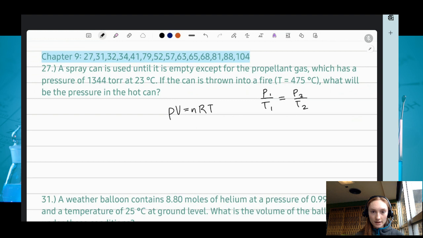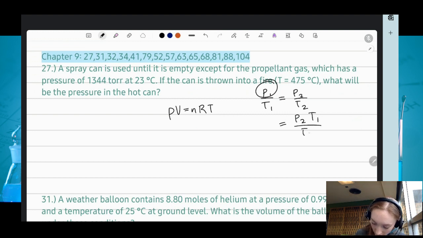So all we have to do is just plug in our values. So pressure 1, or you can just select whichever one you want as 1 and 2, just keep it consistent. So 1 has a pressure of 1,344, and then 23 degrees Celsius, and then 475 degrees Celsius. And so we also have to convert this into Kelvin. So to do that, we just add 273.15 degrees. But since we're solving for the final pressure, I'm just going to have this as P2 that we're solving for. So I'm just going to multiply by T2.